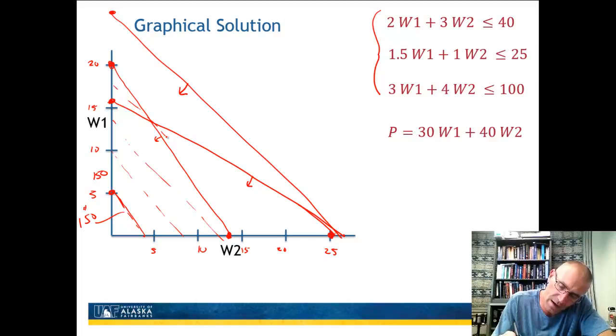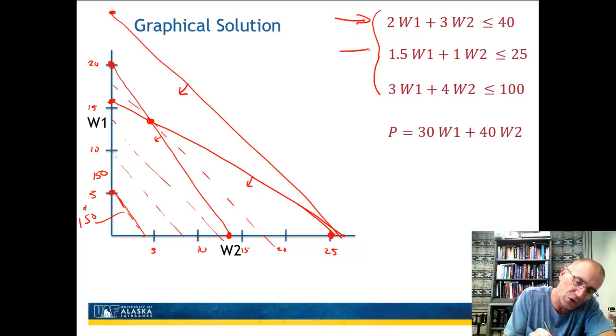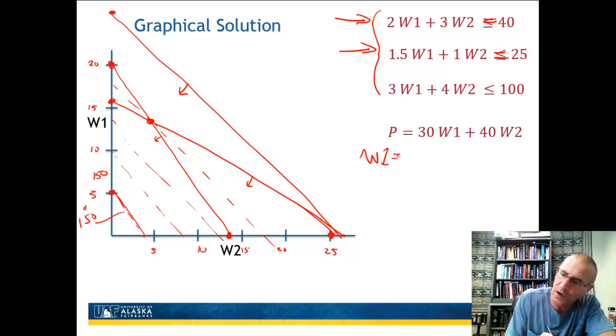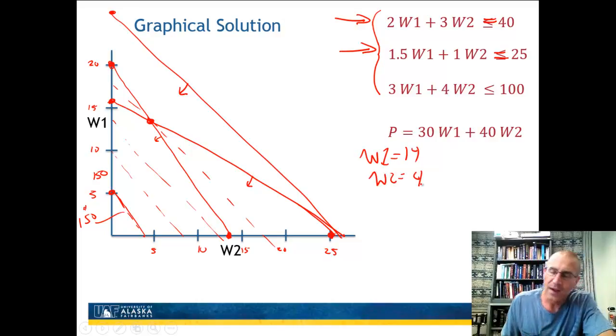And I realize the line that's going to maximize my profit is going to be the one which intersects these two lines here, or effectively the first two constraints. If I set them equal to each other and solve, that's going to give me my solution. And if I do that, W1 is equal to 14, W2 is equal to 4, and that's going to be my maximum. It's going to be this point here.